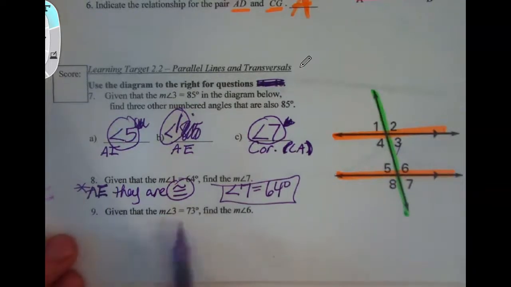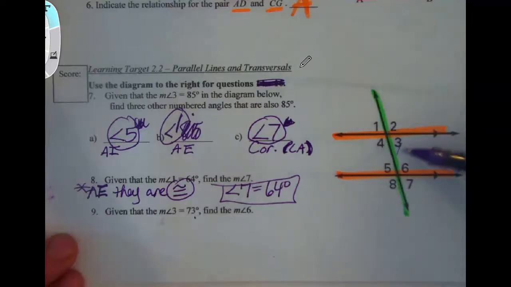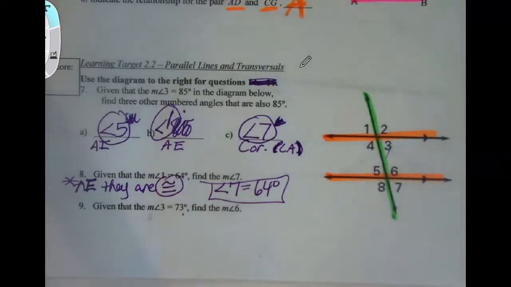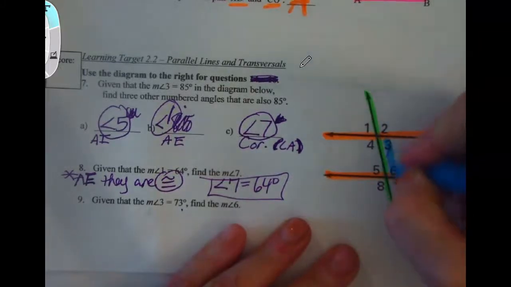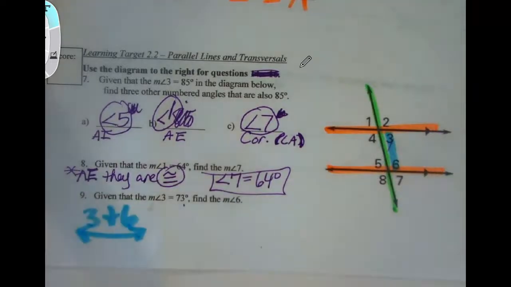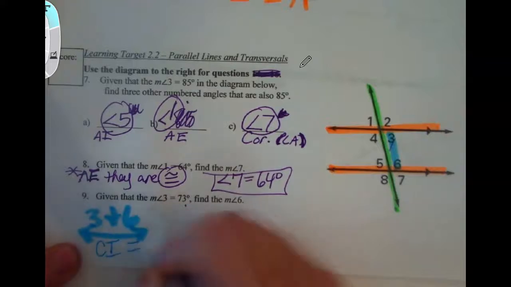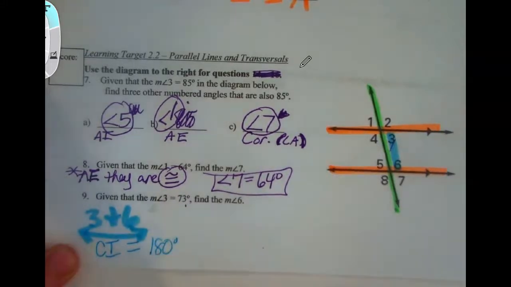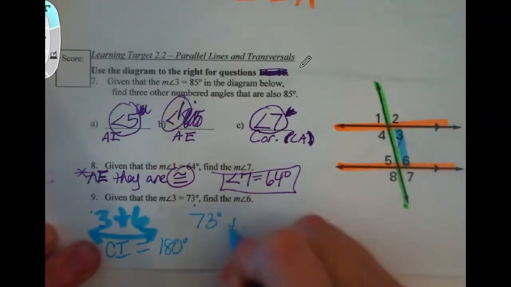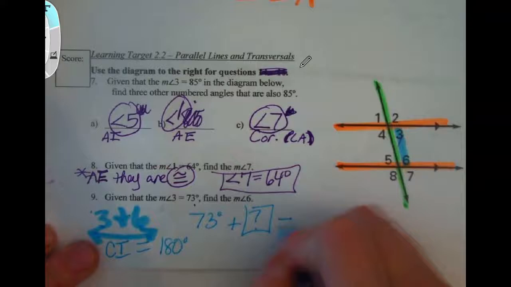All right, last one. Given that measure 3, again, we're pretending this is a brand new problem, 3 is 73, and 6 we have to find. So if you notice, they are both on the inside, but they form that straight line. So 3 and 6 form a straight line, which means they are consecutive interior, which means they add up to 180. So angle 3, which is 73, plus the unknown angle 6 needs to equal 180.